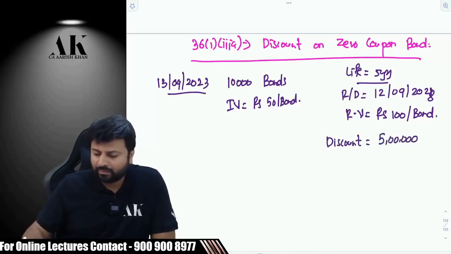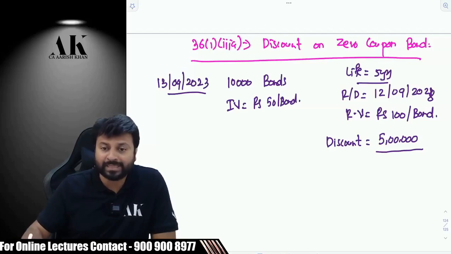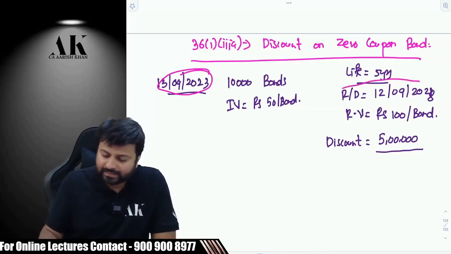Now, how will this be allowed as deduction to the company? The law says a very simple thing. This will be allowed as deduction to the company over the life of the bond. Now, what is the life of the bond, and how to determine it? Just wait. The law says do not determine the life of the bond based on number of years, but determine it based on the number of months from the date of issue till the date of redemption. So we are not supposed to find out how many years it is. We are supposed to find out how many months it is. So how many months are there from this date till this date?